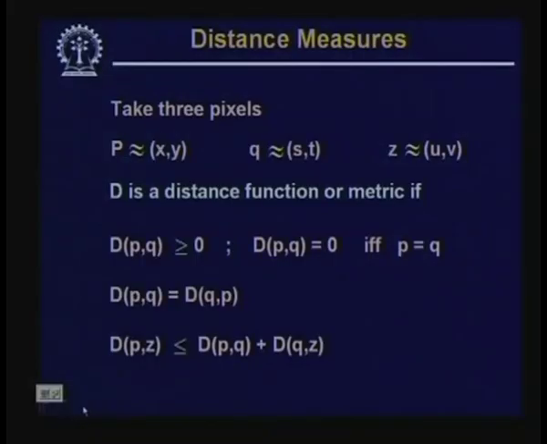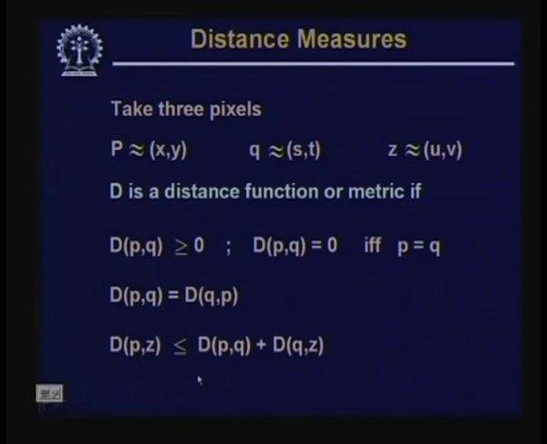Now, when I come to the digital domain, then this is not the only distance measure that can be used. There are various other distance measures which can be used in the digital domain. Those distance measures are, say, city block distance, chessboard distance, and so on.